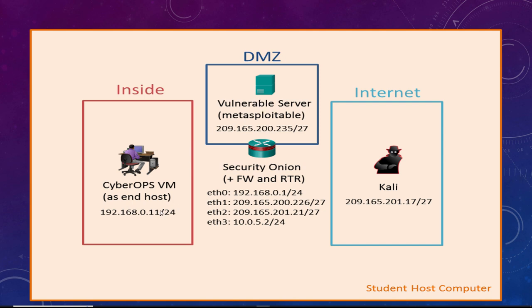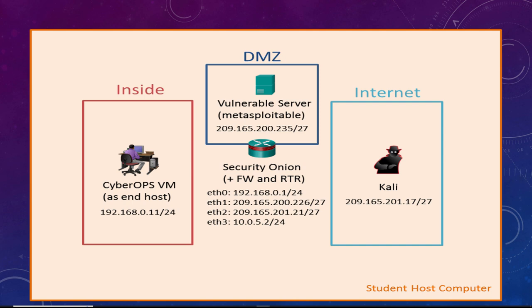Then the local DNS server of the CyberOps is on the vulnerable server, which is the Metasploitable. So this Metasploitable happens to be our DNS server as well. Then we have the fourth workstation, which is the Security Onion. The Security Onion is actually acting as a router, because it is the one providing an interface for all these workstations to communicate and interact together.